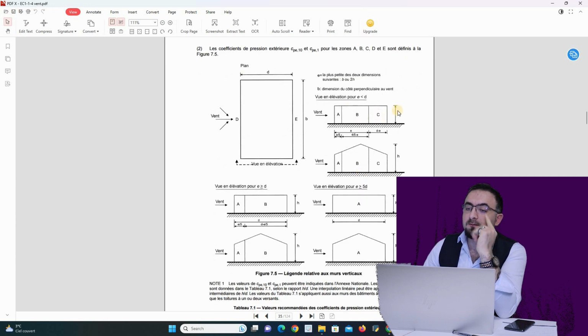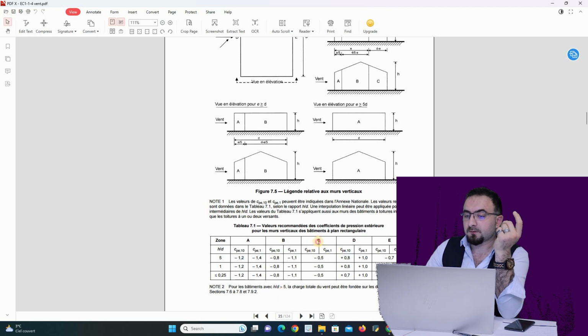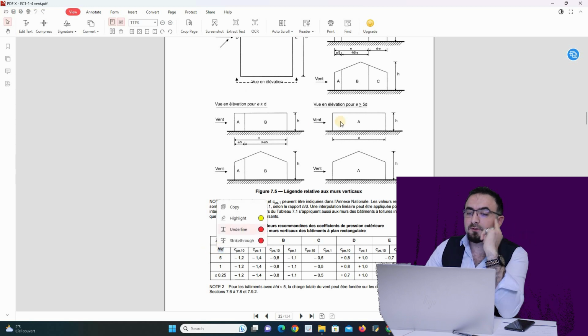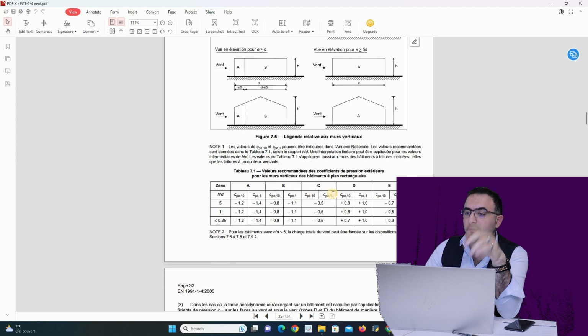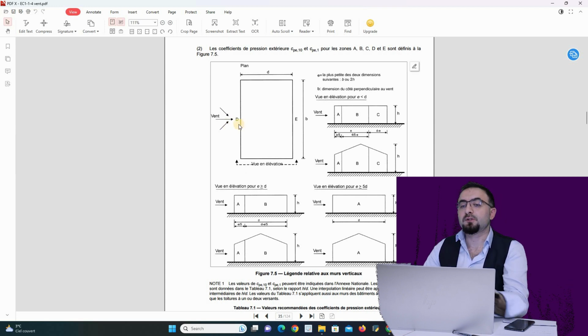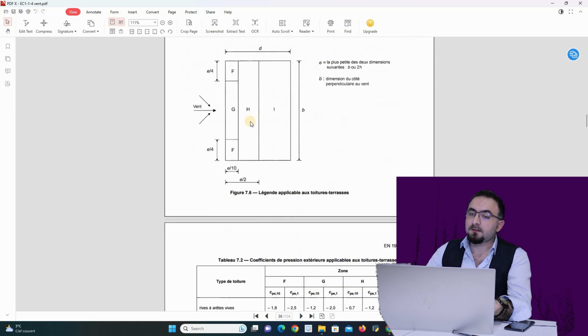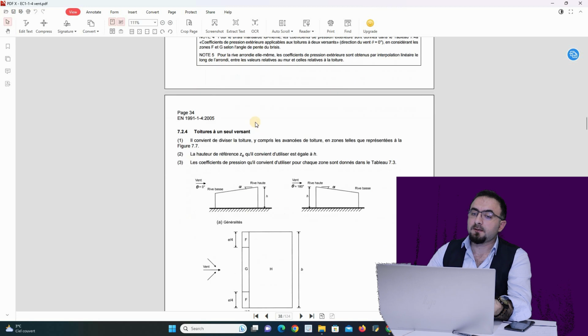Here the side wall is divided by zones. Every zone has an amount of pressure and a coefficient. Zone 1 is multiplied by 1.2. Zone 2 is multiplied by a value that depends on the dimension between H and D. All that we want to take into consideration. And according to the pressure here, for zone D, we can determine the coefficient in the roof.